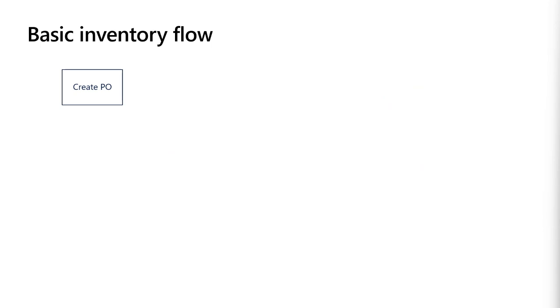Let's look at a basic inventory distribution flow. We start by creating a purchase order. A purchase price is typically defined for each item on our purchase order. Unless you are following encumbrance accounting rules, the PO creation process typically does not have an impact on the value of your inventory or ledger.